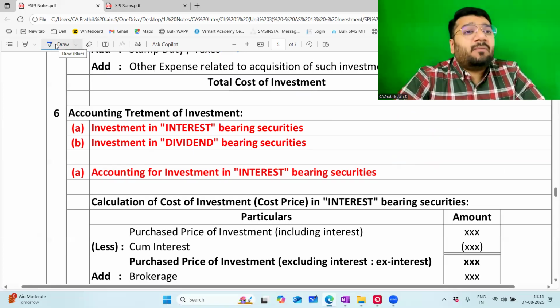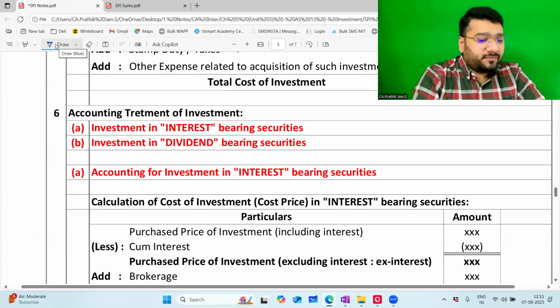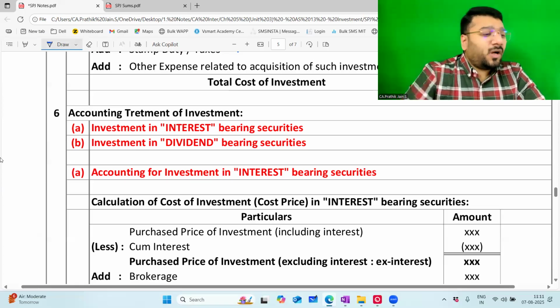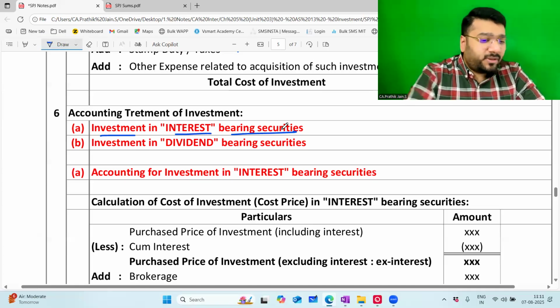The two terms which generally scare people in this chapter: ex-interest, cum-interest; ex-dividend, cum-dividend. These are the two haunted words, rather I would say, because of which people lose interest in this particular topic. But I'm telling you, this is one of the easiest topics, easy to understand, easy to score also. But I want your complete attention to this matter. So now let's talk about how to do accounting for investment in interest-bearing securities.